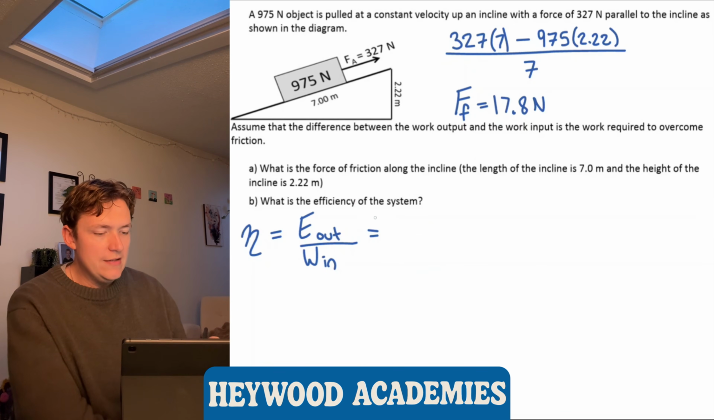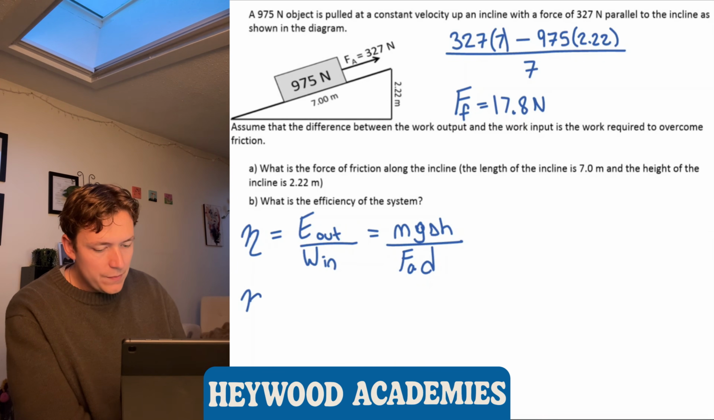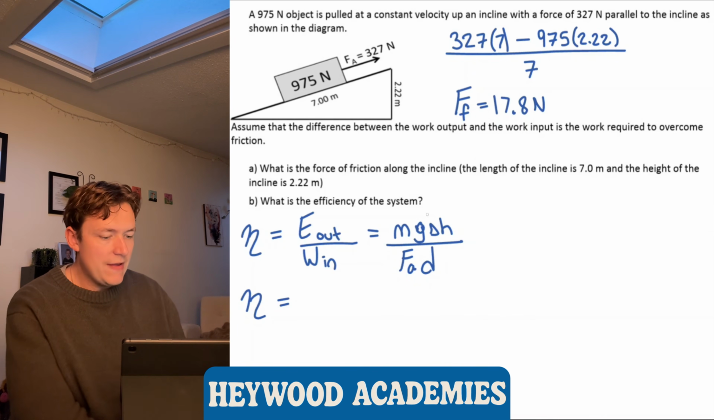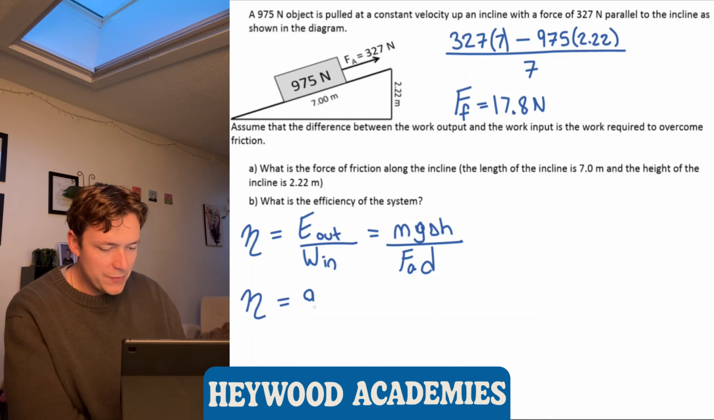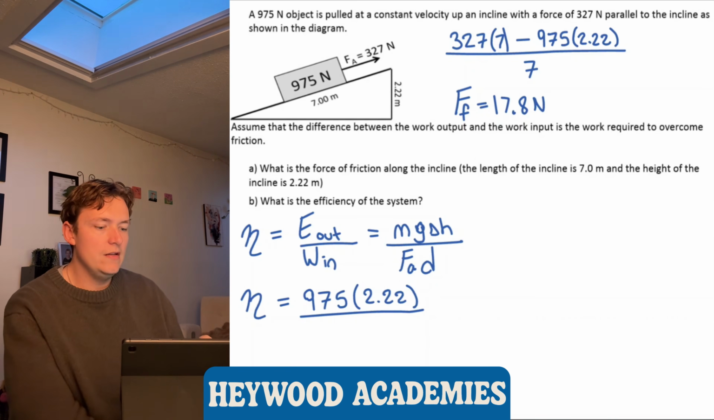So the energy out is our change in potential energy. So that's going to be our mg delta h. Then the work that we put in is going to be whatever that applied force is times the distance that we traveled. So we can plug in all of our numbers for this and then multiply everything by 100. So again, we have mg, which is the same thing as Fg, so we can just put that in as 975 rather than solving for that mass. And then we got the change in height, 2.22. So that's the change in potential energy. That's the useful energy that we got out of this thing.